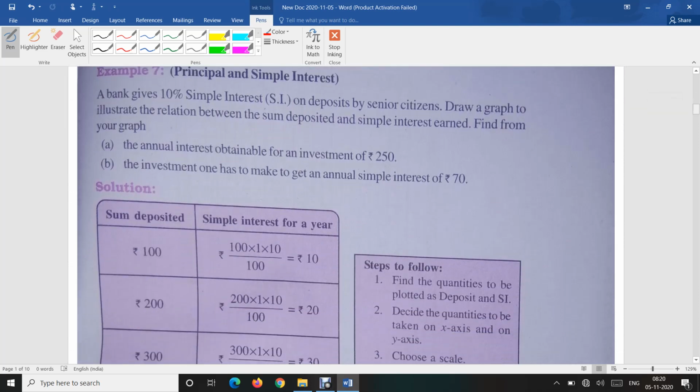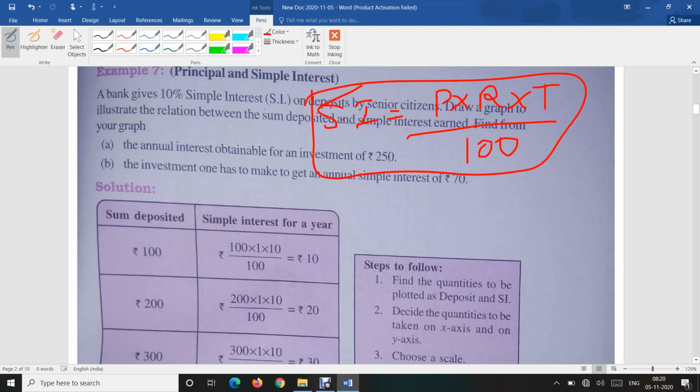Now the second one is principal and interest. You also know the formula for simple interest. It is equal to principal multiplied by rate of interest multiplied by time divided by 100. That means this simple interest depends on principal, rate of interest, time and 100. But what will happen if the rate of interest and time are constant? Then this simple interest will depend on the principal. That concept is used here.